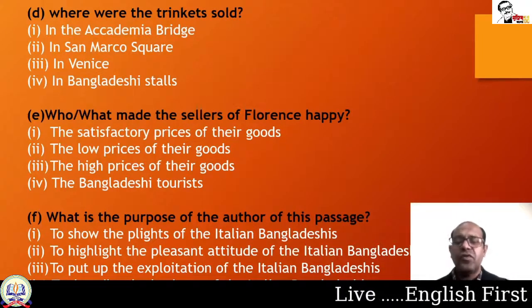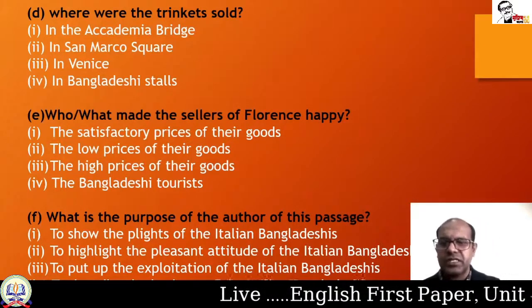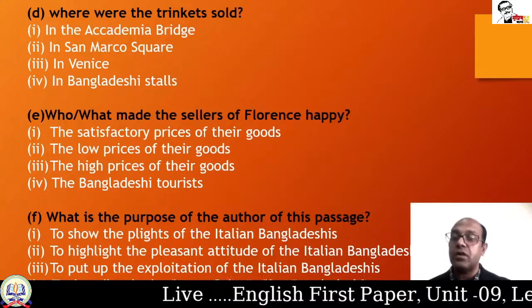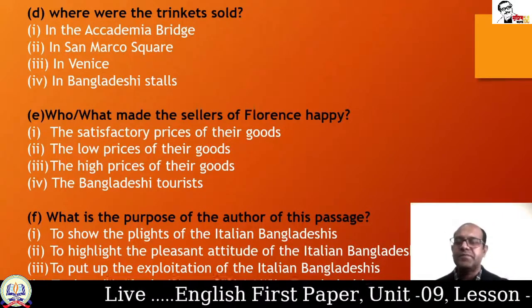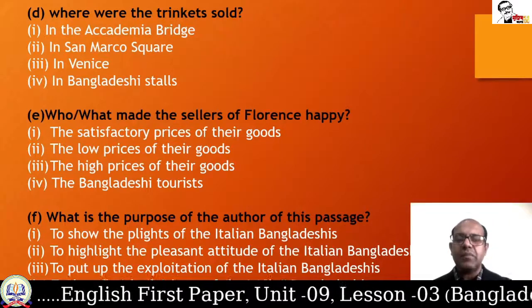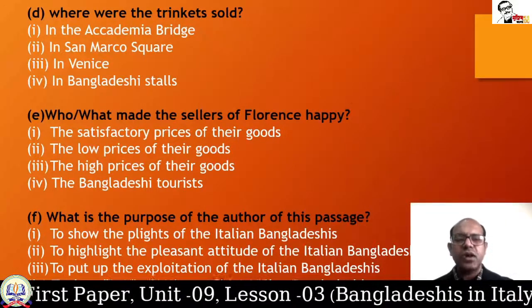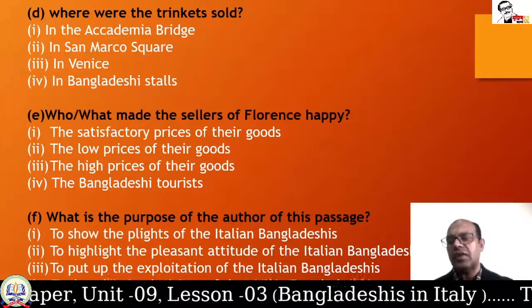Now question F. What is the purpose of the author of this passage? Very important question. Option 1. To show the plights of the Italian Bangladeshis. Option 2. To highlight the pleasant attitude of the Italian Bangladeshis. Option 3.